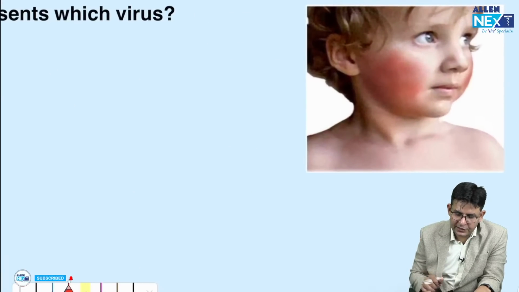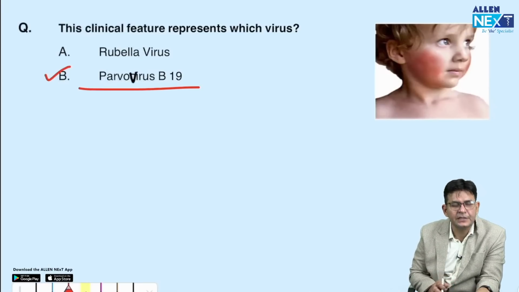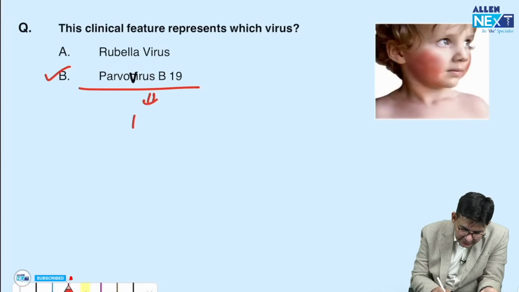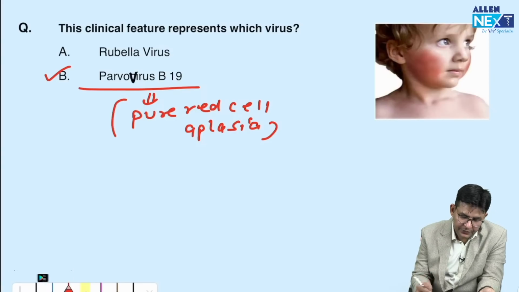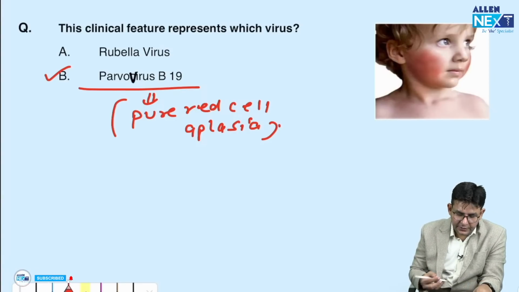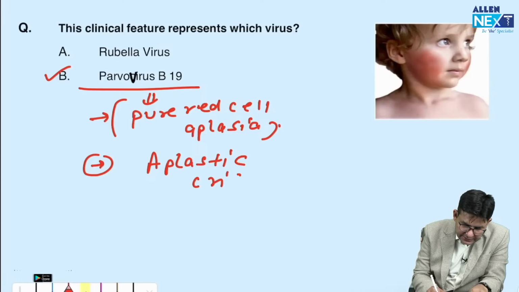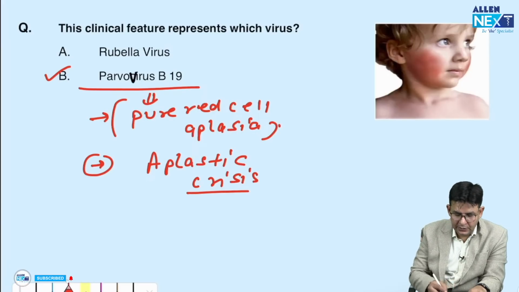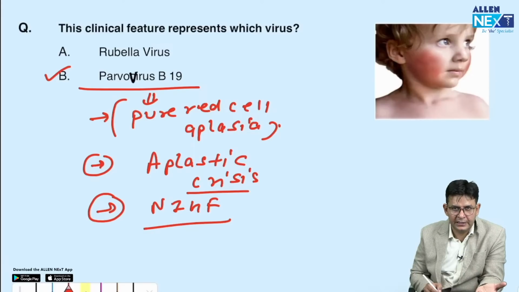Now, this cute child is being slapped. So slapped cheek appearance, that is caused by which virus? Parvo B19. This was INICET's favorite this time. It leads to pure red cell aplasia. It leads to what? Pure red cell aplasia. Fine. This particular one associates with pure red cell aplasia. Other than that, it associates with aplastic crisis in sickle cell anemia patients. Okay. It associates with NIHF, non-immune hydrops fetalis.